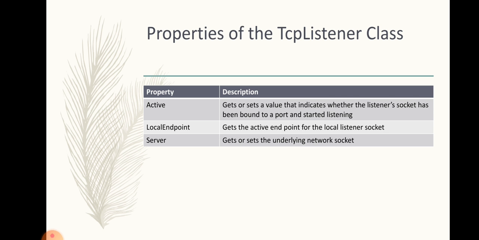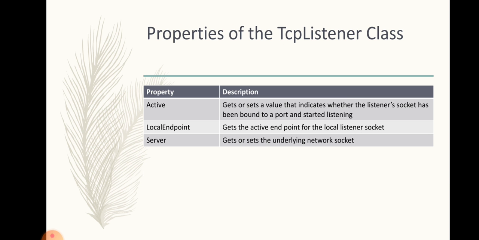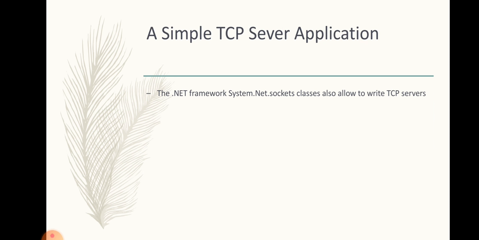Next, local endpoint gets the active endpoint for the local listener socket. Server gets or sets the underlying network socket. Got it? Next, methods of the TCP listener class. There is a class called TCP listener which helps to write the TCP service. Got it, students?